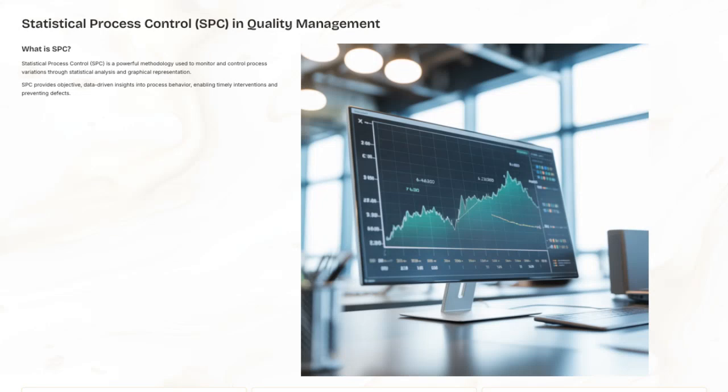Now, let's talk about how SPC helps us identify exactly when intervention is needed. This is crucial because it allows us to prevent defects before they even happen, saving us both time and resources by reducing waste. When we implement timely intervention, we can maintain a stable process, which is key to consistent quality.